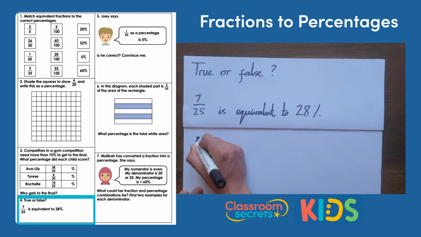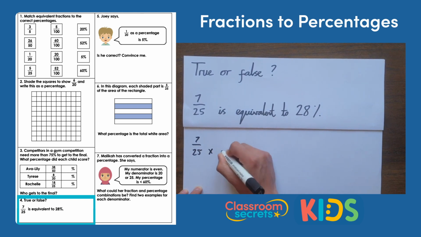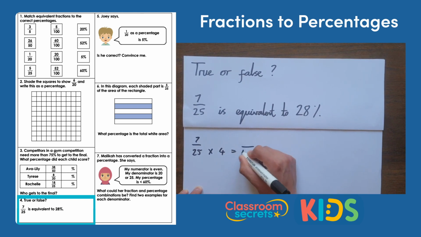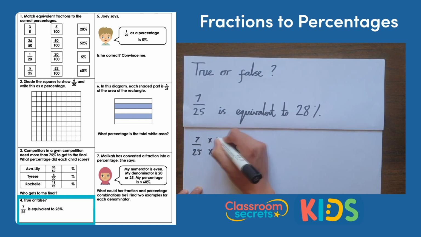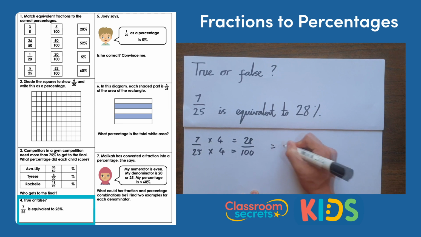So in order to make 7 over 25 into a fraction out of 100, we're going to be multiplying both the numerator and the denominator by 4, because 25 times 4, that will give us 100. And because we've done that to the bottom, we'll need to do the same to the top. So 7 multiplied by 4, that will give us 28. So now that we've got a fraction, we can see that 28 over 100 is equal to 28%. So going back to our original statement, 7 over 25 is equivalent to 28%. That statement is true.